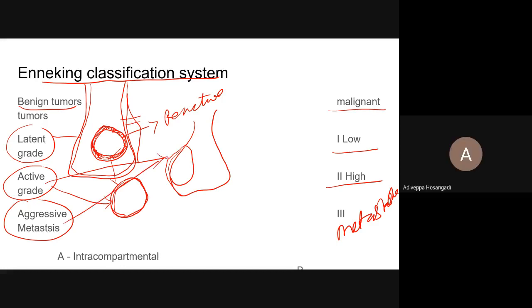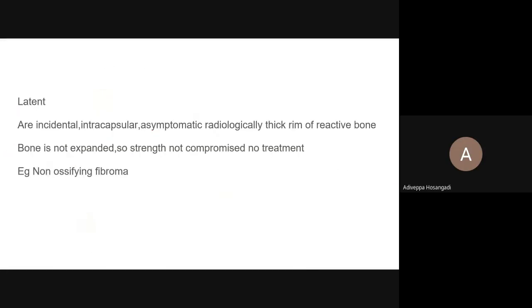Then in aggressive, there can be a break in the cortex. In latent, there will be no break in the cortex. Clear? We'll come to low and high grade malignant.